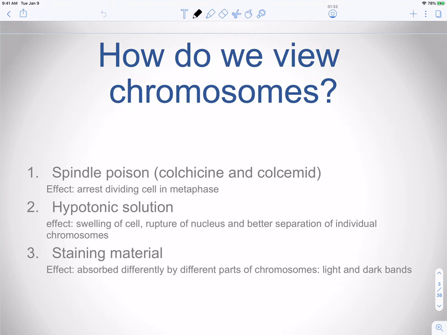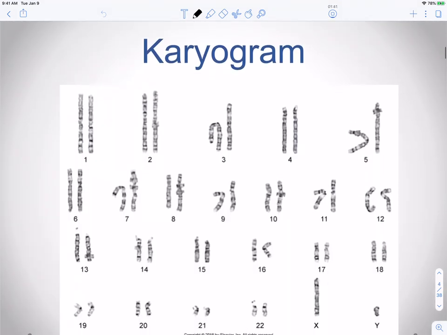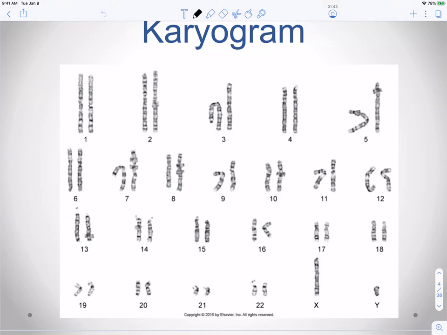Giemsa staining is going to be very common. You're going to see dark and light bands, and you're going to be able to view a karyotype or karyogram, which is basically when a genetics person lines up the chromosomes. So of course you have two chromosomes for your autosomal chromosomes, and then you have two sex chromosomes. It'll depend if you are a genetic male or a genetic female, whether you have an X and a Y. A genetic female, of course, would have two X's. But the idea of a karyogram is to line up the chromosomes so you can see, are there any abnormalities?